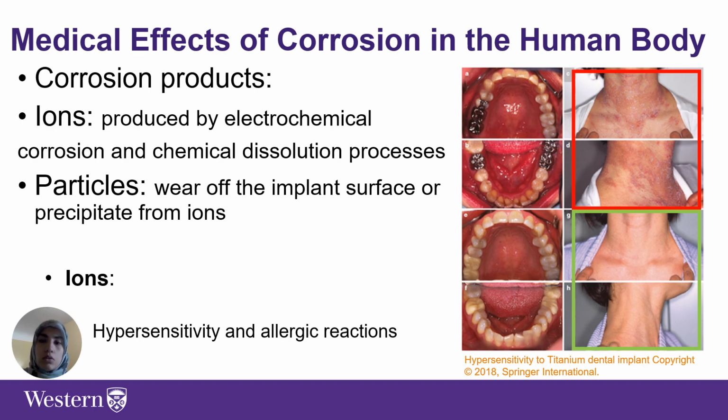One negative consequence is the medical effects that corrosion products can have on the body. The corrosion mechanism produces metal ions through various mechanical processes, and particles can be caused by wear processes. Metal ions can cause a specific allergic reaction. This is not always easy to predict or diagnose. Here, an example is shown of an allergic reaction to titanium dental alloys, and the symptoms disappeared after the removal of the implants. In this case, the symptoms were rashes on the neck.